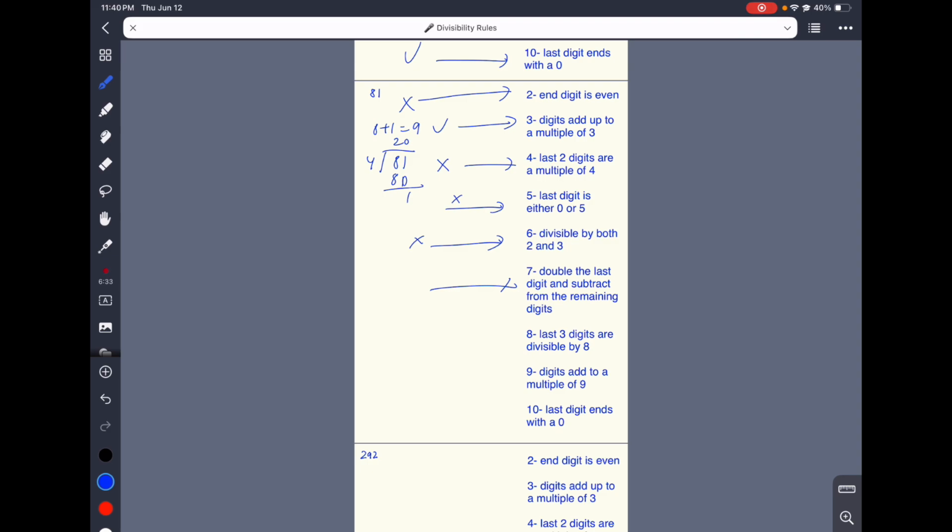For 7, we double the last digit, so 2 times 1 equals 2, and then 8 minus 2 equals 6, and 6 is not a multiple of 7, so no. Are the last three digits divisible by 8? Let's try. 8 goes into 80 10 times. However, there's a 1 left over, so no. Then, let's add up the digits. 8 plus 1 equals 9, and 9 is a multiple of 9, so this is true. And the last digit is 1, so this number is not a multiple of 10.